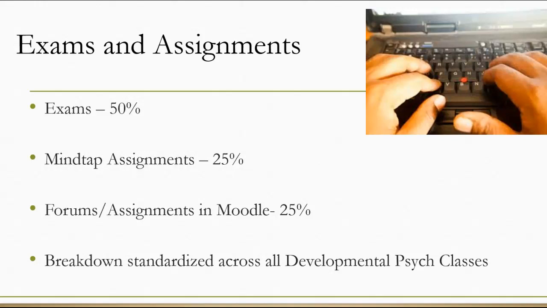MindTap assignments are 25%. You can keep doing these until you get 100%. Ideally these should be gimme points, so you can keep doing those over and over again. You get one chance for the forums and assignments. Those are 25% of your grade, and that's going to be written work. You'll have about one written assignment a week, a couple MindTaps a week, and then every few weeks you'll have an exam. You'll always have at least several days, at least about a week, to work on assignments. This is going to be standardized across all the developmental psych online classes as well.